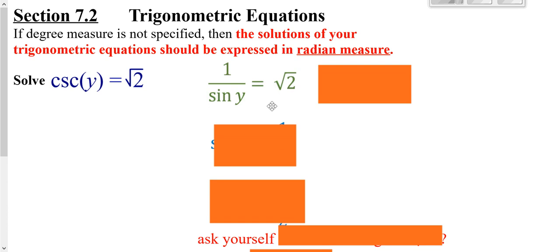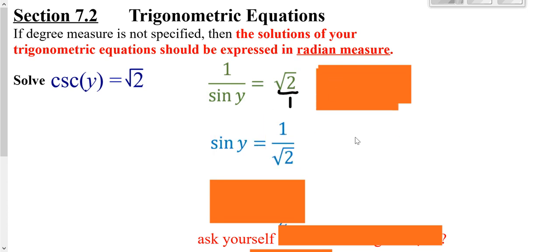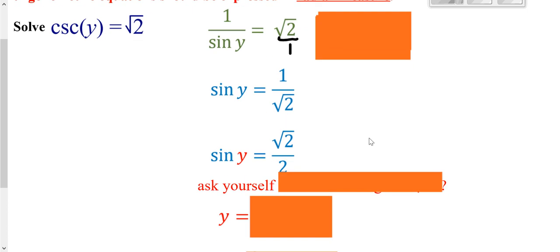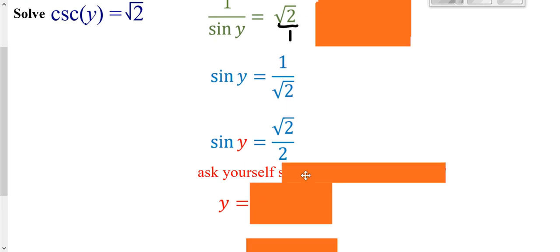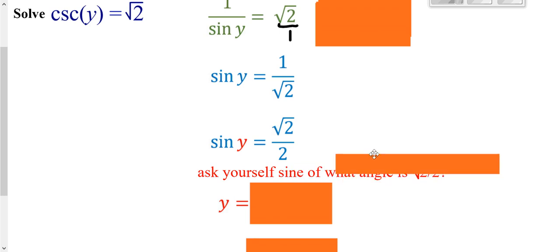Now, being a fraction equaling a fraction, you could either cross multiply, or since your sine's on the bottom, you could just flip both sides upside down. If you flip both sides, you get this. Now you're not used to the root being in the bottom, so we rationalize it, and now it's in a form that you're used to dealing with. So you have to ask yourself, sine of what angle is root 2 over 2? Well, you should know that the sine of pi over 4 is one of our answers.